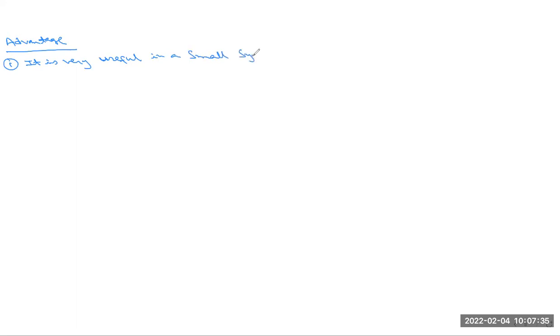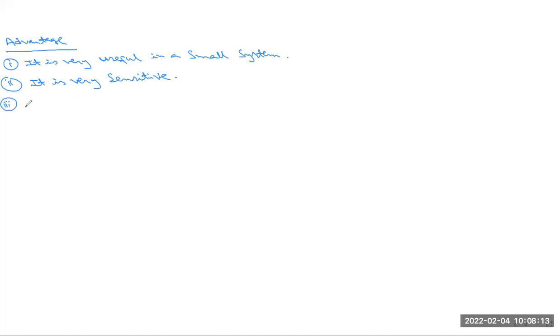Number two, it is very sensitive. So that's why the accuracy is very high. When a short level or short distance changes, even a little bit of change in the level is recorded. So it is very sensitive.